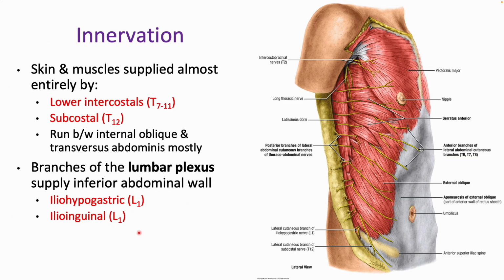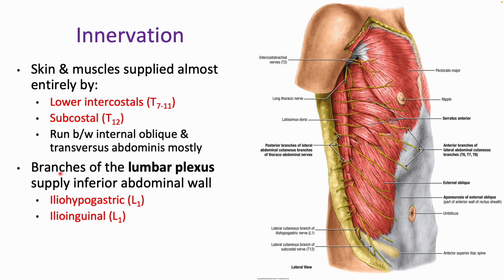And so now let's look at innervation. So we already talked a little bit about muscles, but our skin and muscles are going to be supplied almost entirely by our lower intercostals, T7 through 11, and our subcostal, so essentially T7 through T12. So they're going to do pretty much everything here, but we do have a little bit of other stuff going on. So these two are going to run between our internal oblique and our transversus abdominis muscle for the most part. And so that's going to be our middle and our deep layer. And that makes sense because when we were looking up here around the thorax, they also ran between the middle and deep layer. So that's going to kind of continue down through here.